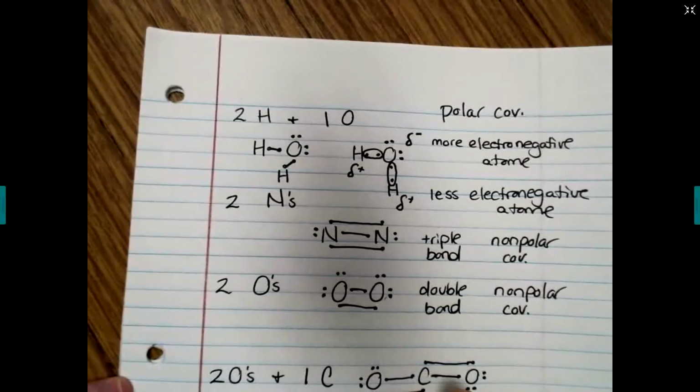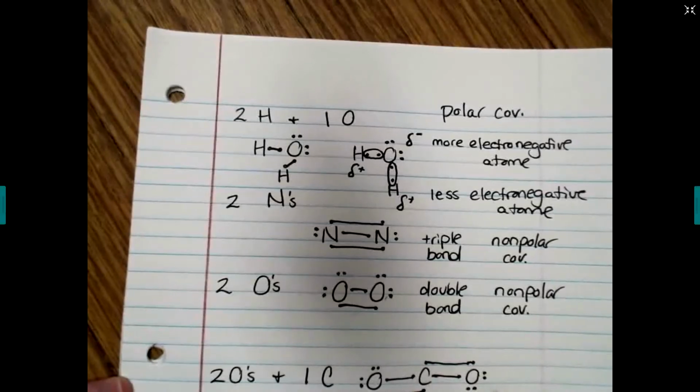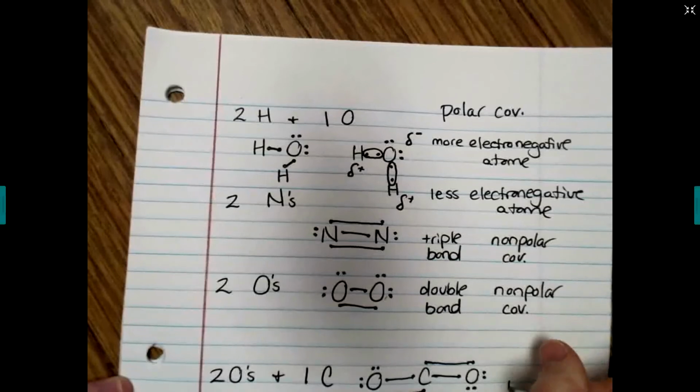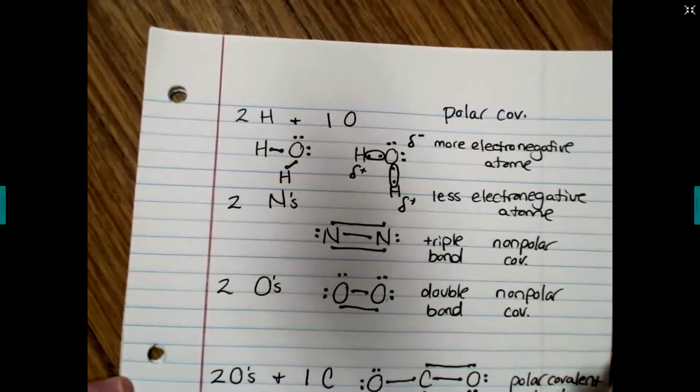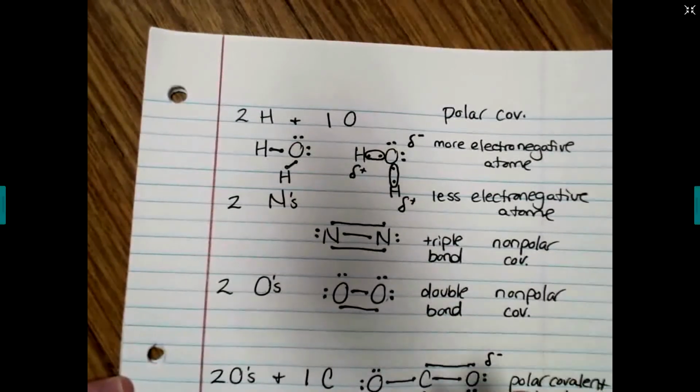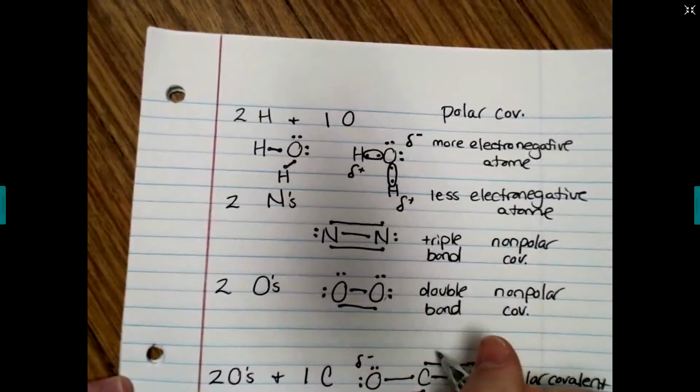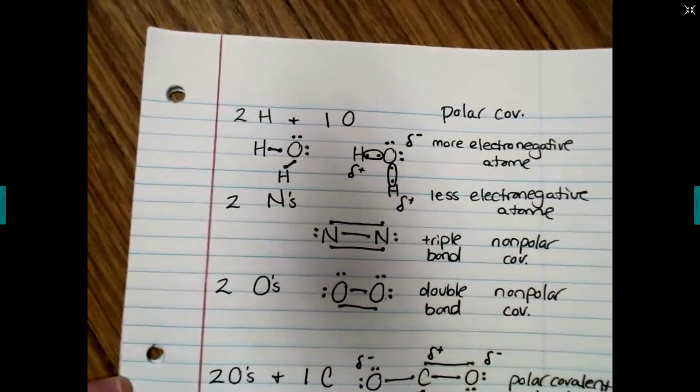So this is 2 double bonds, and I just misspelled double. Let's try that again. 2 double bonds. Both of them are polar covalent bonds because the oxygens are slightly negative and the carbon is slightly positive.